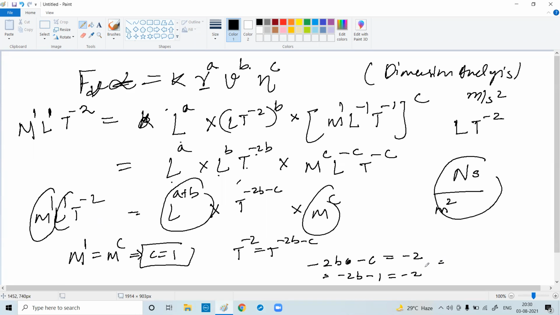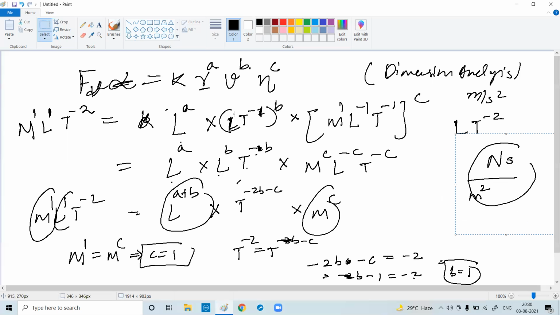Did I make any mistake, guys? Sir, velocity is meter per second, right? Correct, a meter per second. So L T minus 1, not T minus 2. Oh, sorry, here I made a mistake. That's why it was not matching. So minus B, minus 1 equal to minus 2. So what will be B? B will be 1. Is it clear? Very interesting, no?